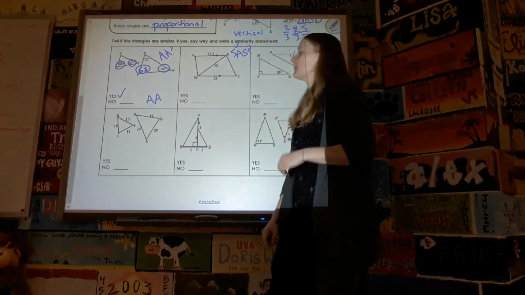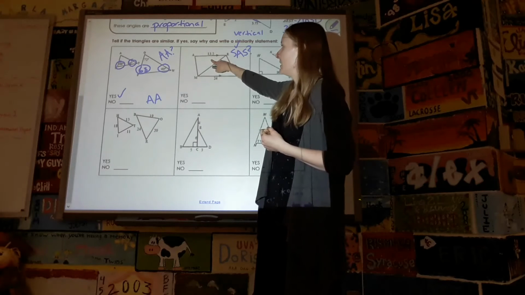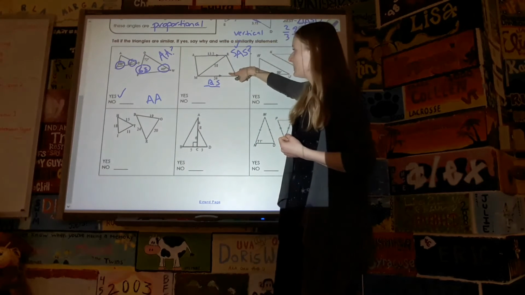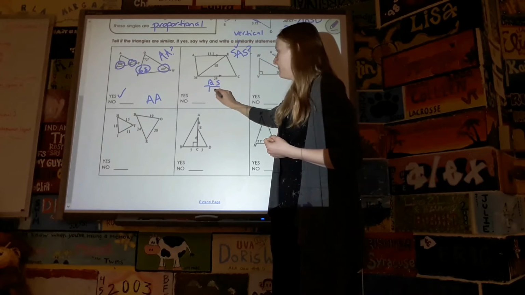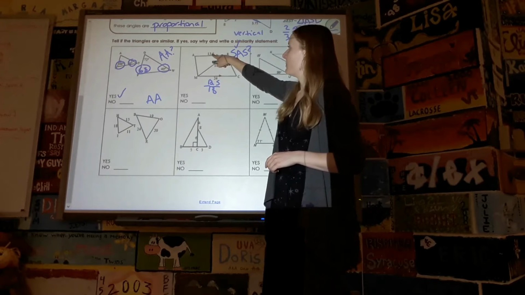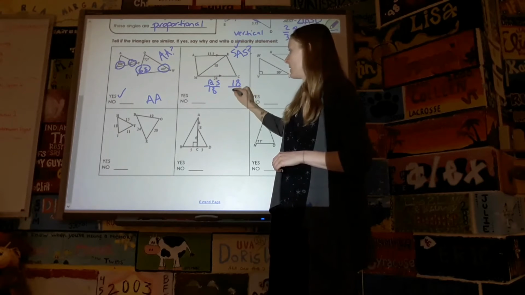So what I want to do now is compare, again, short to short and then long to long with my sides. So the short side in the upper triangle is the 13.5. The short side of the bottom triangle is the 18. That's my first ratio. The longer side of the upper triangle is the 18 again, and then the longer side of the bottom triangle is the 24.